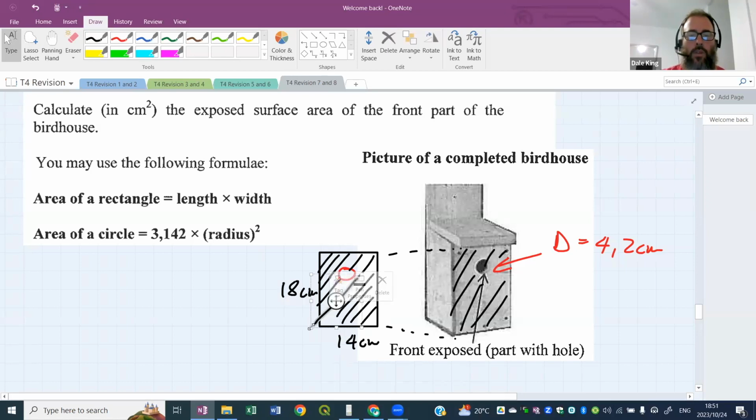Who would like to tell me how on earth we even approach this one? What should we do? Who would like to give us a hint on how we work out the area of the wooden part of the front of this birdhouse? Is there anybody that can give us a hint? Anybody? Somebody. Anybody. All right, there we go. Kabo.